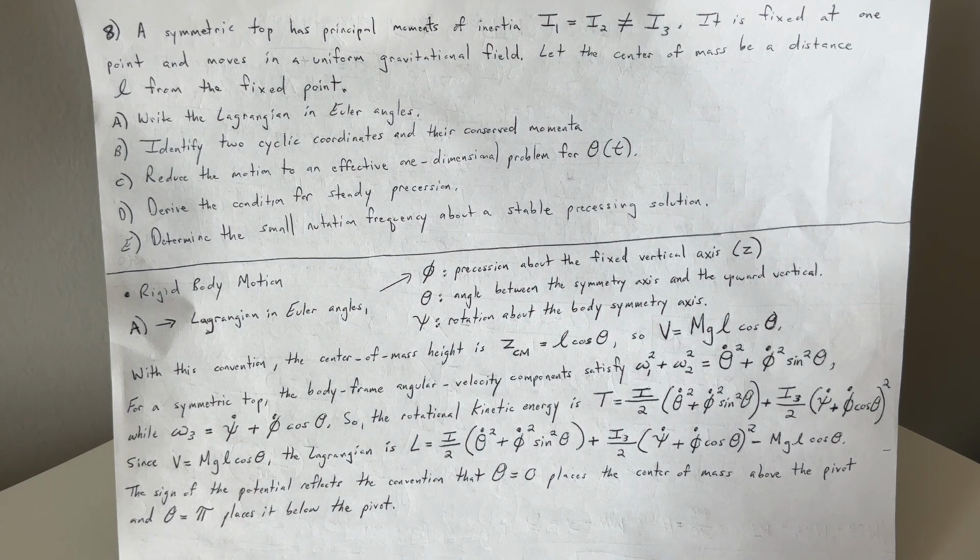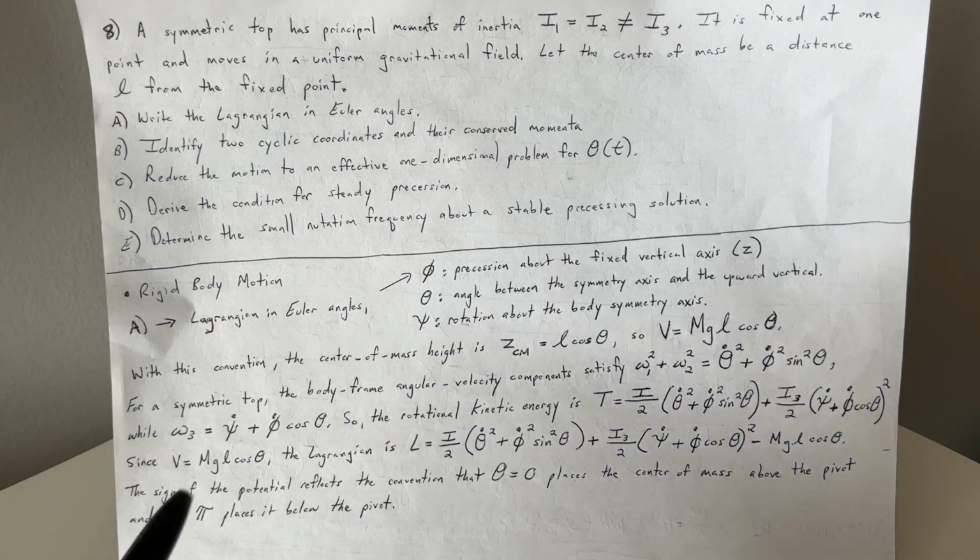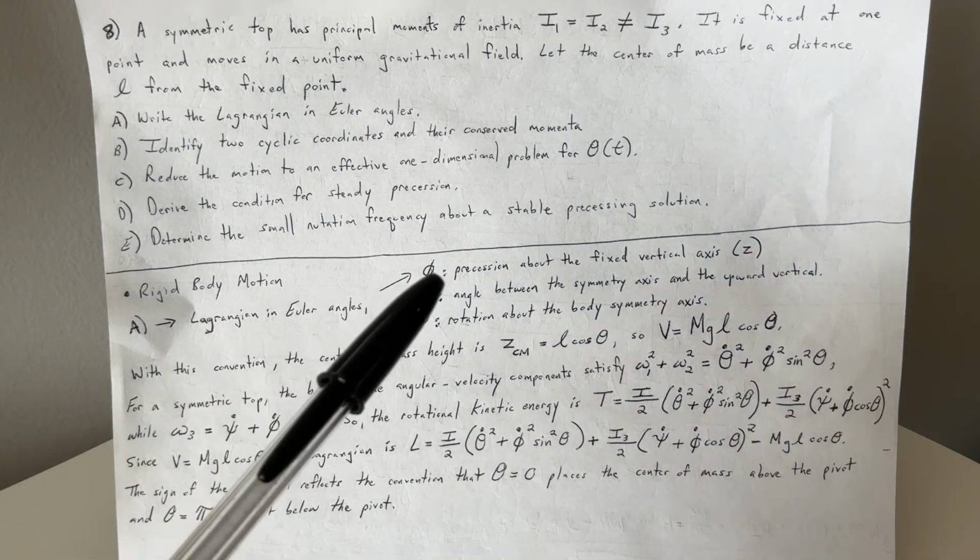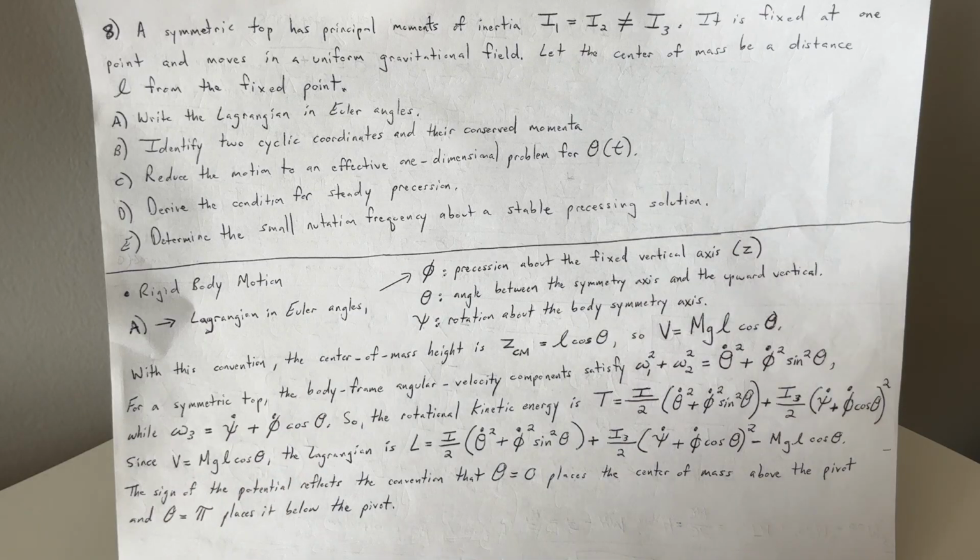So this is a canonical type of problem that's seen a lot. This type of problem, at least, similar. So this is a rigid body motion. And Lagrangian and Euler angles, part A. So phi will be the precession about the fixed vertical axis, the z-axis. Theta will be the angle between the symmetry axis and the upward vertical. And psi will be the rotation about the body symmetry axis.